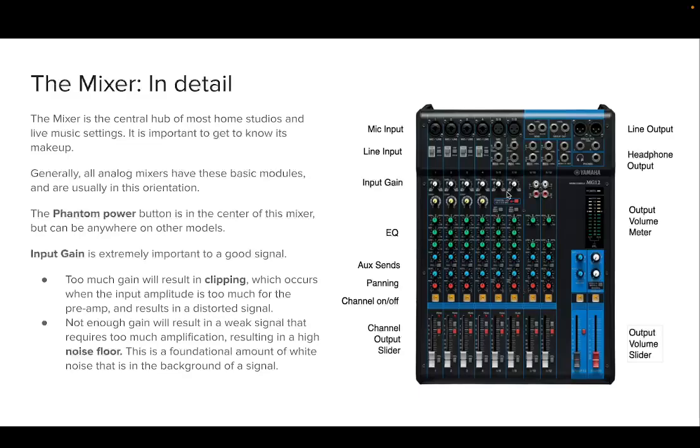Input gain is extremely important to a good signal. The input gain portion of the mixer is up here. Too much gain will result in clipping of the signal. Clipping occurs when the input amplitude is too intense or too much for the preamp and will result in a distorted signal.